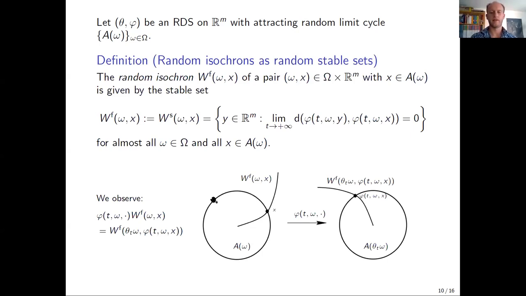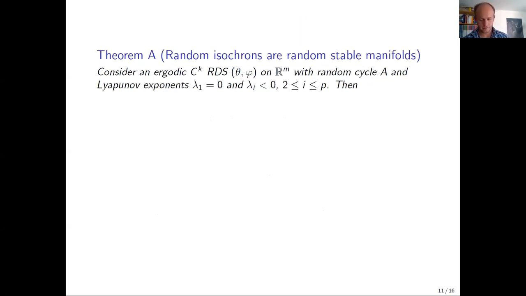So you have to see that this random limit cycle really, because you have non-autonomous dynamics coming from the noise, you're really coming from one random limit cycle realization to the next if you follow the dynamics, and we can track these random isochrons along there. And we can not only do that, but actually characterize them as random stable manifolds. So what do I mean by that? If we have that our RDS is ergodic, so it has an ergodic invariant measure, which actually is then again precisely corresponding with an ergodic solution of the stationary Fokker-Planck equation.